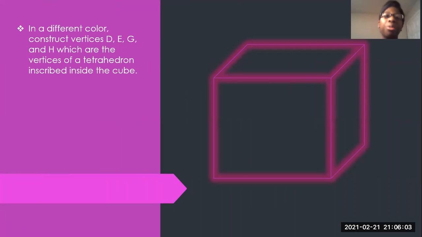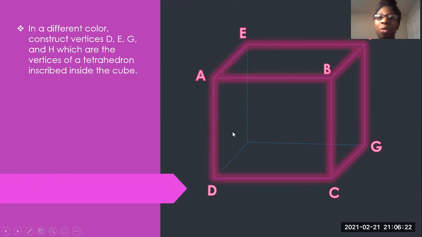Now we have to label D, E, G, H, which are our vertices that are not exactly shown here. So let's label them in a different color. Let's label our vertices first: A, B, C, D, E, F, G, and we have H, which is right here. So this will be our hidden vertex that we won't be able to see in our 3D figure, and this will be H.